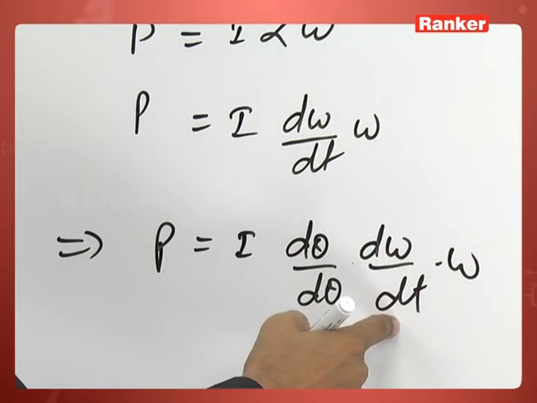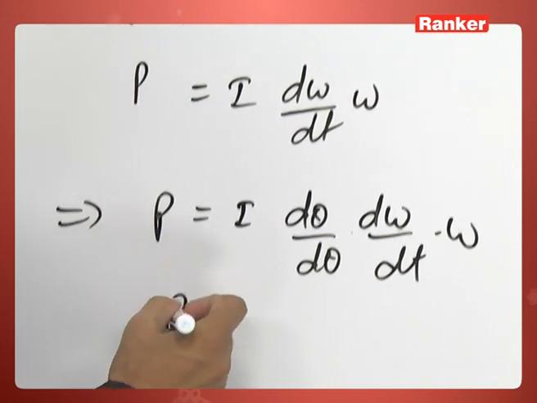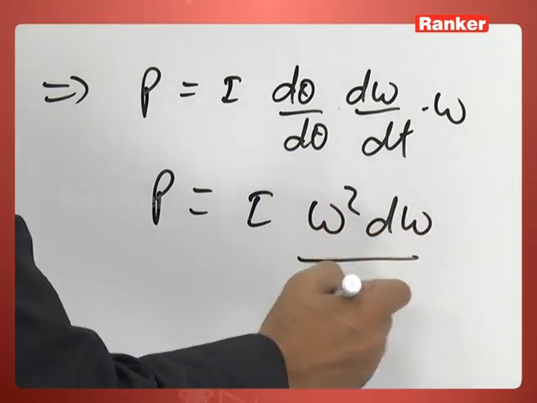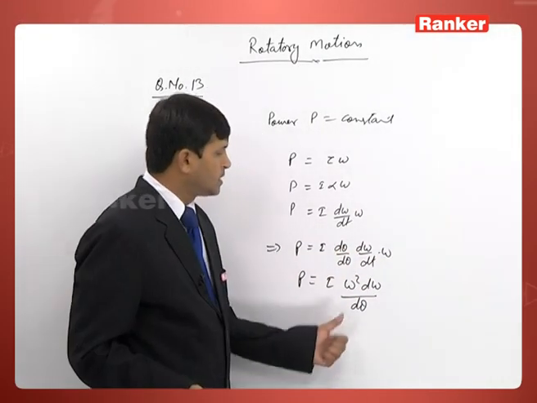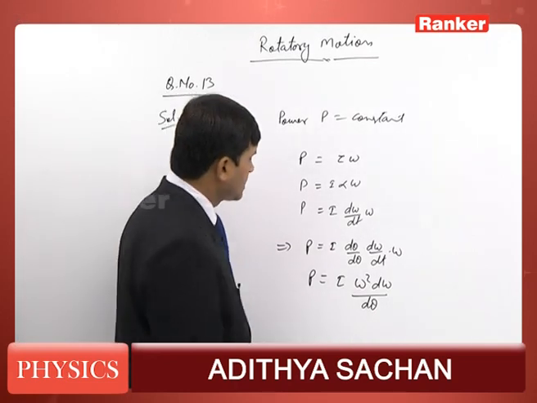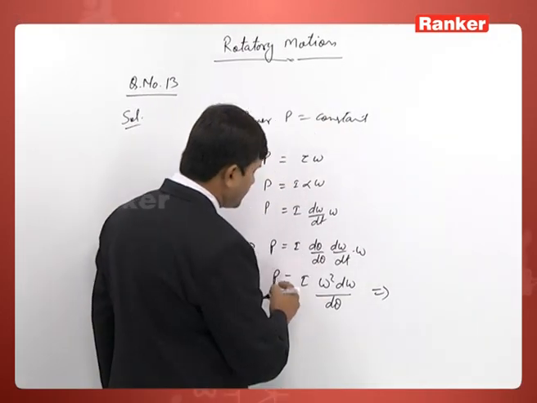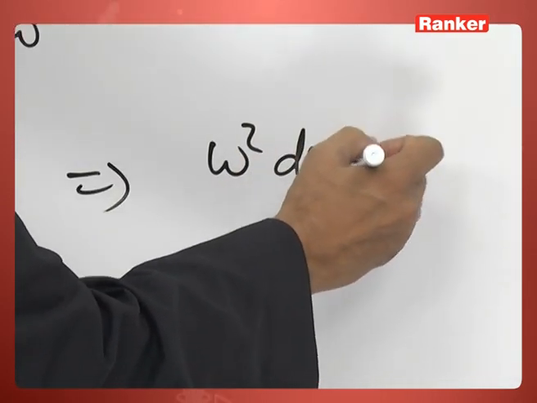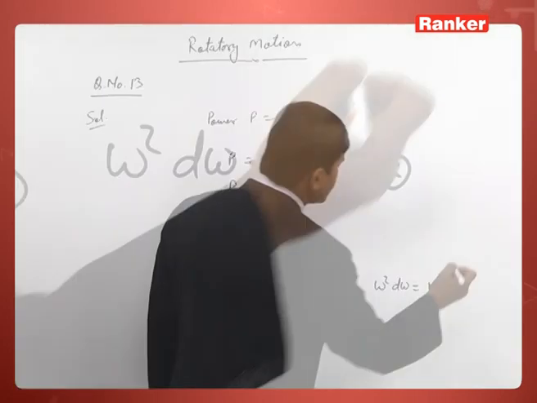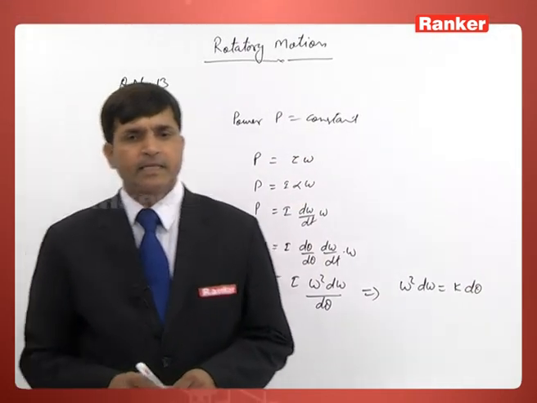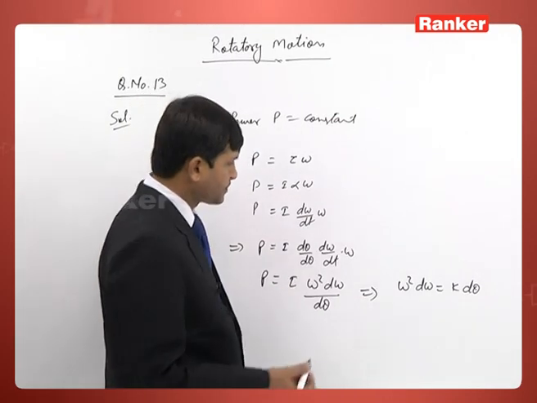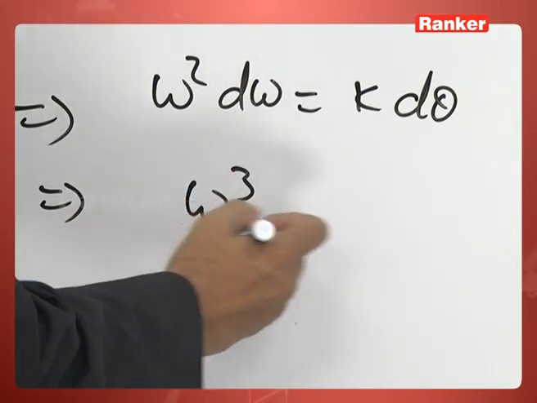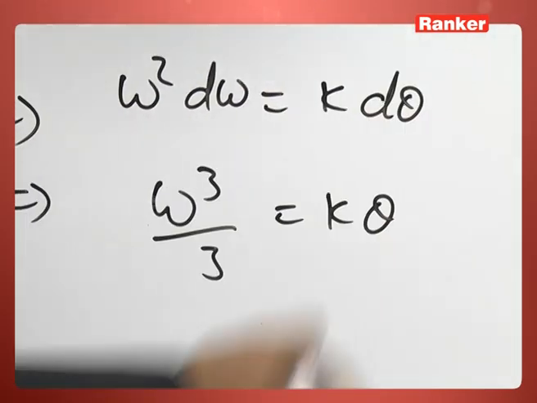So d theta by dt is again omega. So this power is equal to I omega square d omega by d theta. So from here we can write power, and I is constant. So omega square d omega is equal to some constant into d theta, and d theta is the number of rotation. So when we are integrating here, we get omega cube by 3 equal to k into theta.